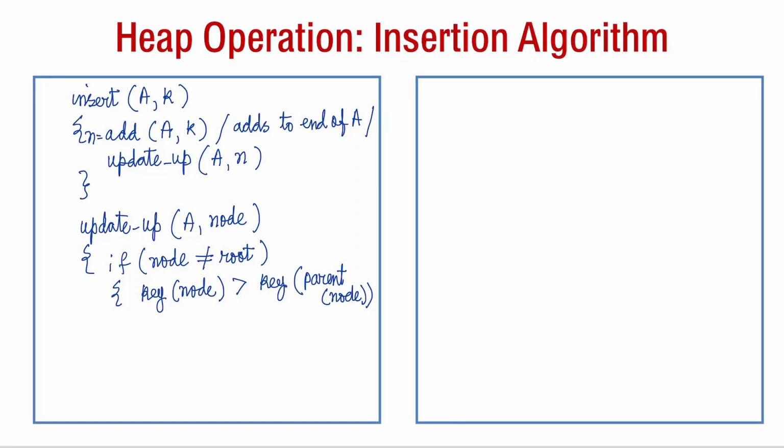Sorry, we have to write an if here. If the key value of the node is greater than the key of the parent of the node, then we have to exchange node and parent, and then we have to again propagate upwards and check upward. If this is not the case, then the algorithm terminates. Otherwise, we have to again call update up A of the parent.